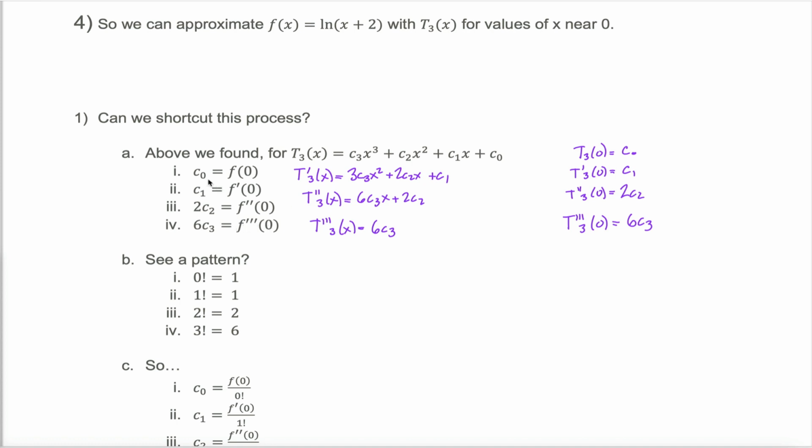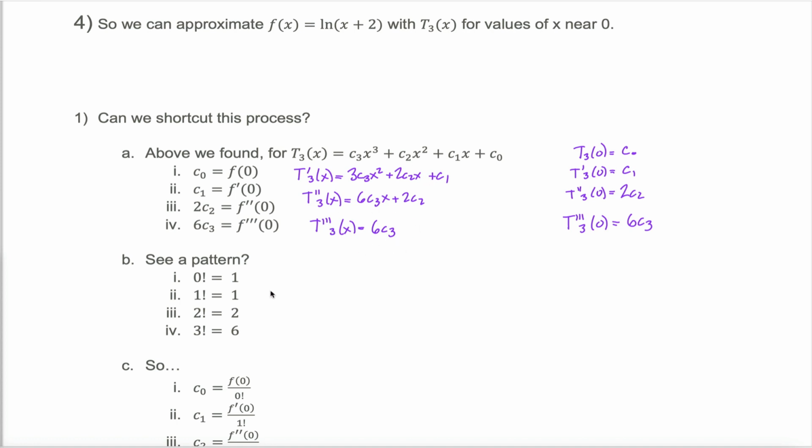It would be nice if c0 was just f of 0, and c1 was f prime of 0, and c2 was f double prime of 0, and c3 was f triple prime of 0, but it's not. We get this 1, and then this 1, and then this 2, and then this 6. It would be nice if there was some sort of pattern going on here, if we could predict all of these different values, because then we wouldn't have to take these derivatives over and over again.